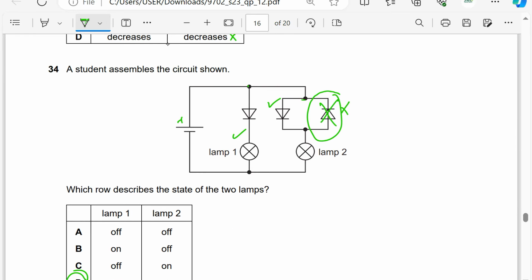If this diode was here and this one was there, the lamps would still conduct because current will take this path, and will not take the other path. The diode is forward biased. It conducts in only one direction.